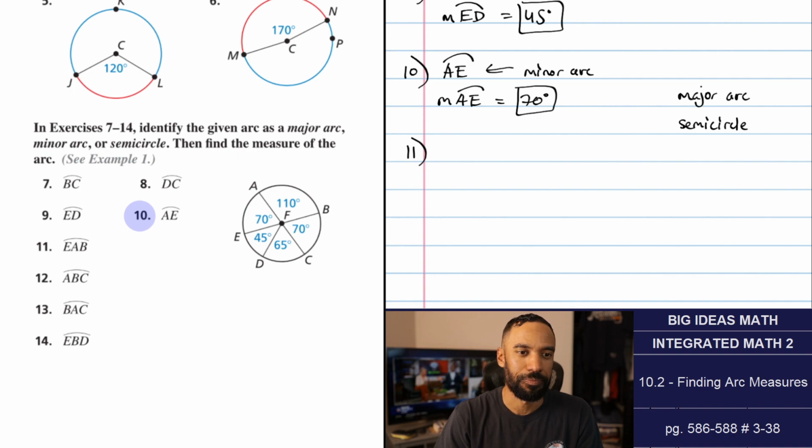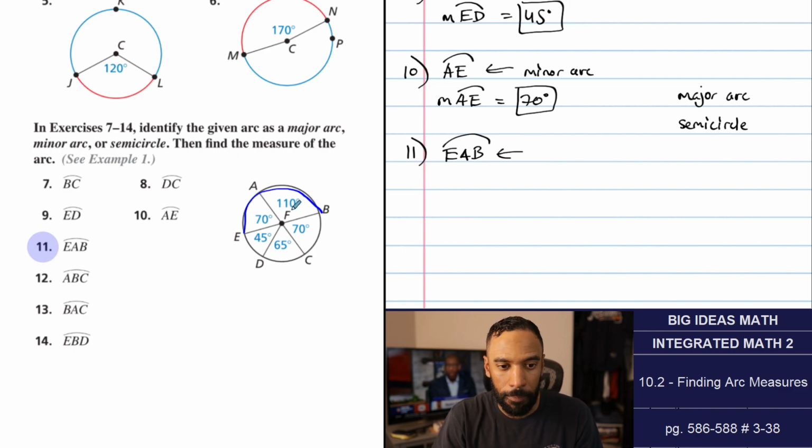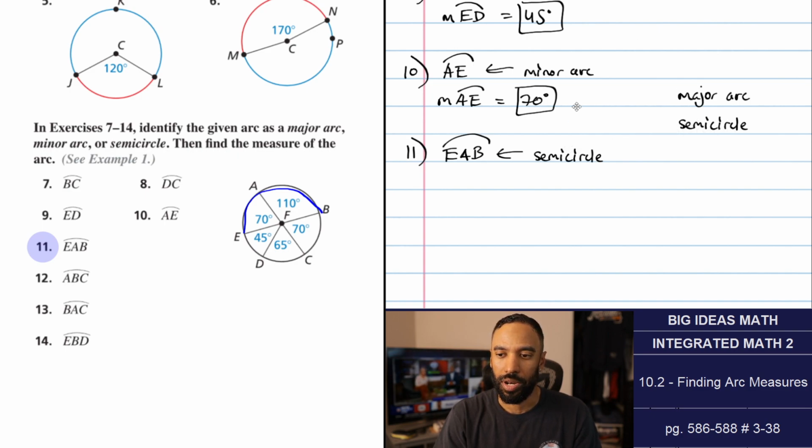So let's look at number 11. Let's look at arc EAB. I feel like I should be pointing the arrow the other way, but that's okay. EAB starts from E, goes through A, ends at B. From E to B in this direction, this chord right here is also a diameter. Or if you add, well, I guess that's the next answer. But that is a semicircle. So not a major arc. The measure of arc EAB, just like any semicircle, is 180 degrees.